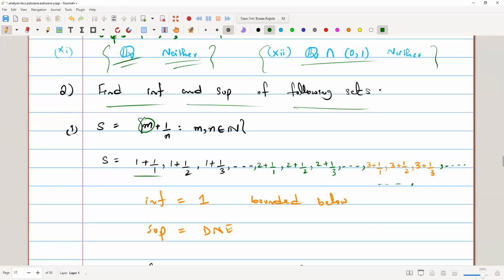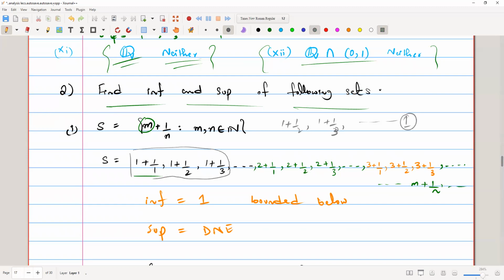and m plus 1 over n, and like this. So the infimum, we can find the infimum of the set because the lowest element of this set will be 1, as we can see that for this particular set, if we go on and on like this, 1 plus 1 over 3 and so on, eventually we are going to get near 1.